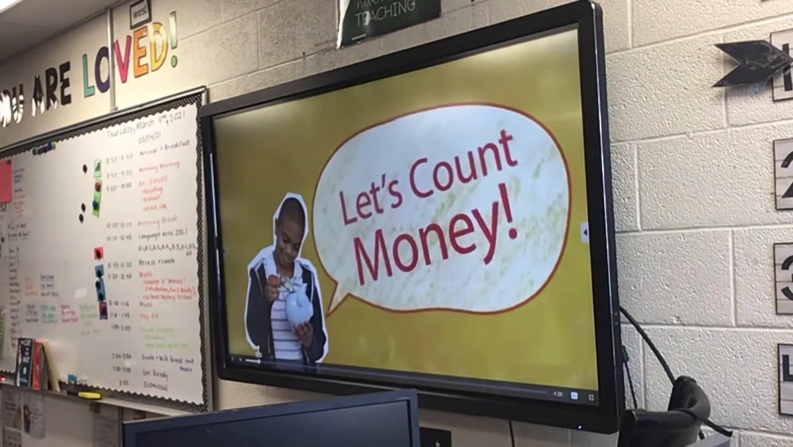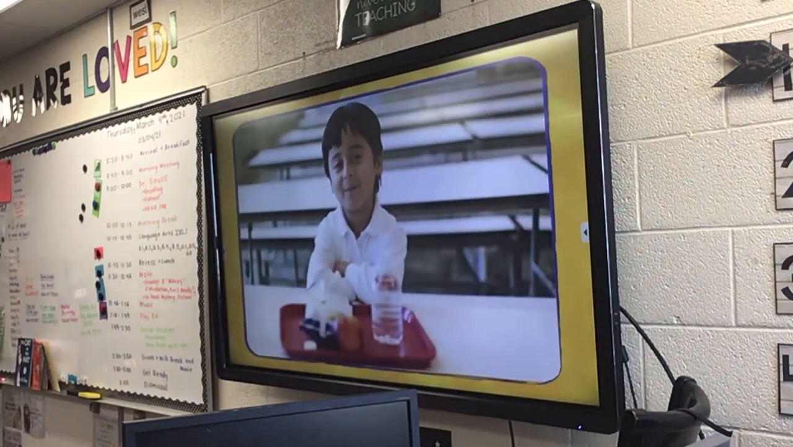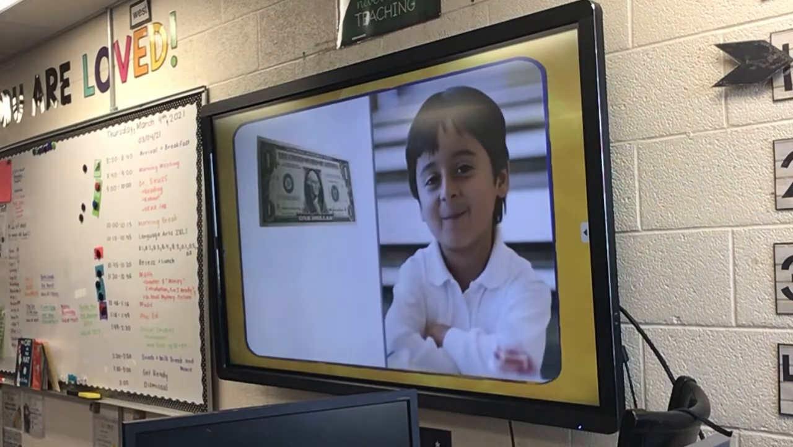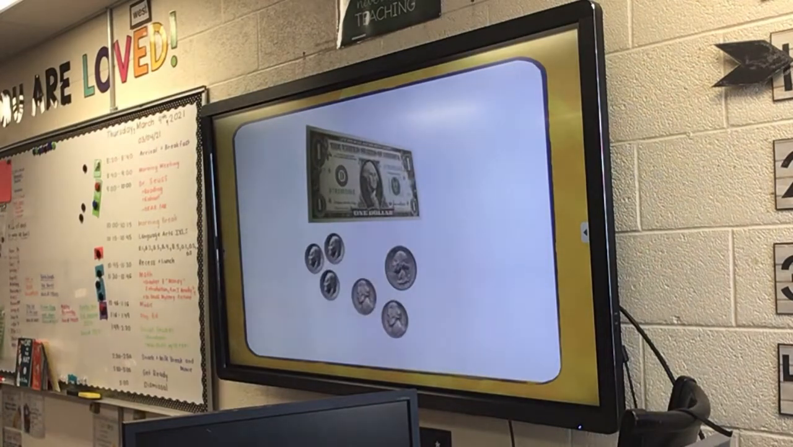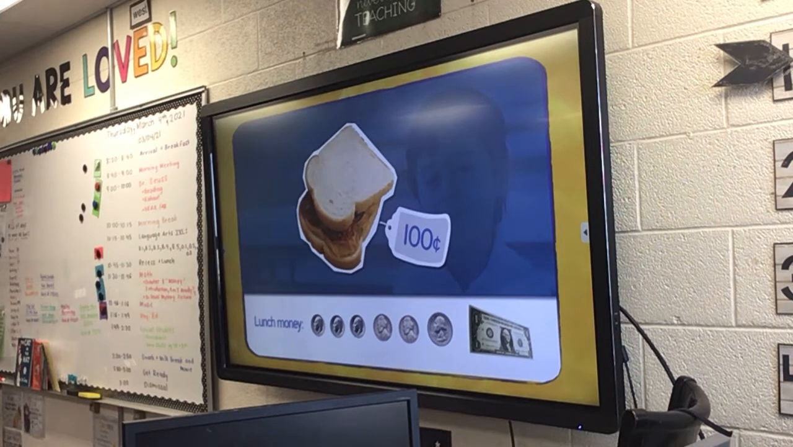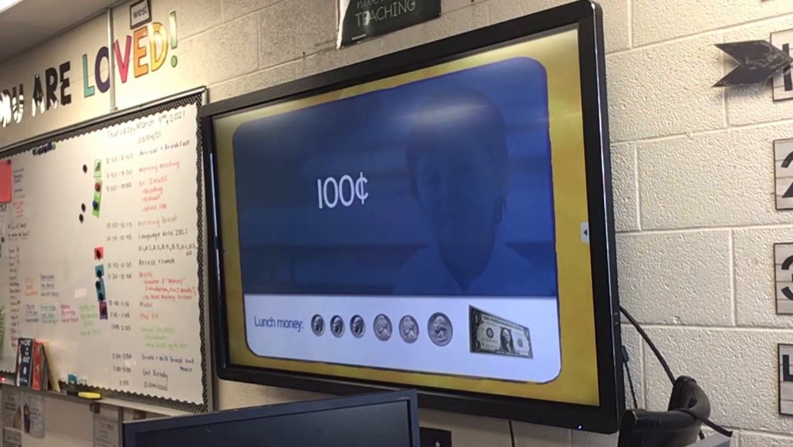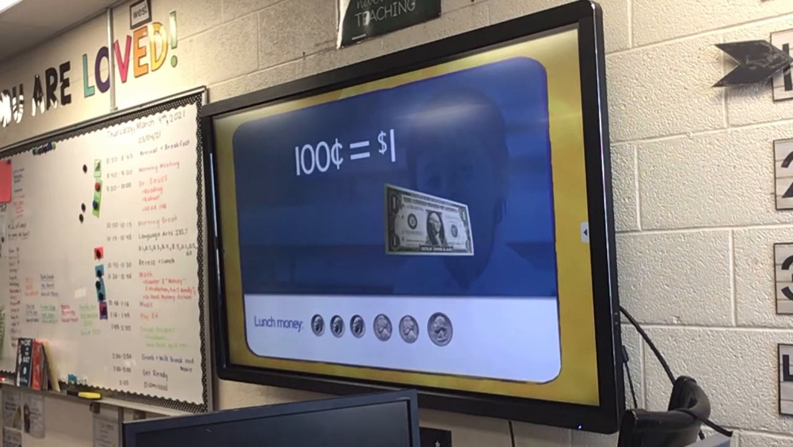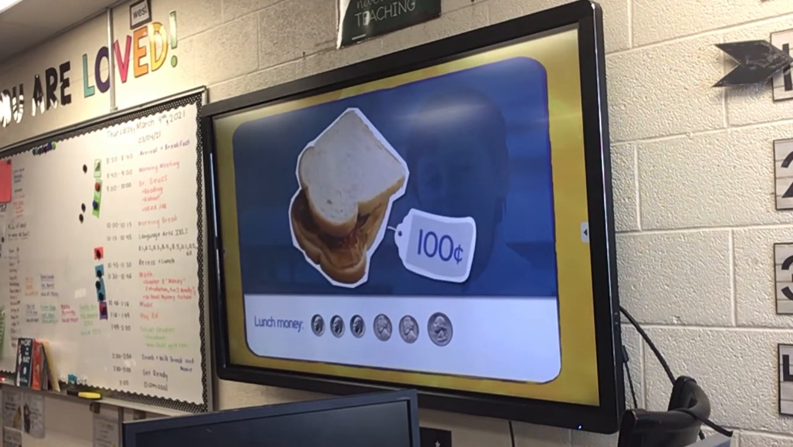Let's count money. How much money do you have for lunch today? I see a dollar bill as well as 1 quarter, 3 dimes, and 2 nickels. That should be enough to buy you something good to eat. This sandwich costs 100 cents. 100 cents is equal to $1. You can use your dollar bill to buy this PB&J. Sure looks good. Why don't you wash down your sandwich with a nice glass of milk?